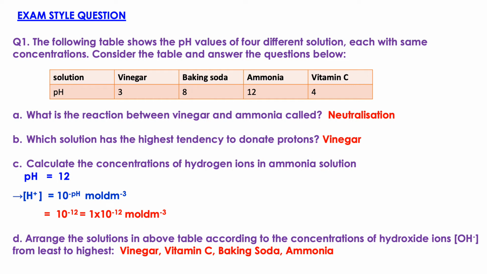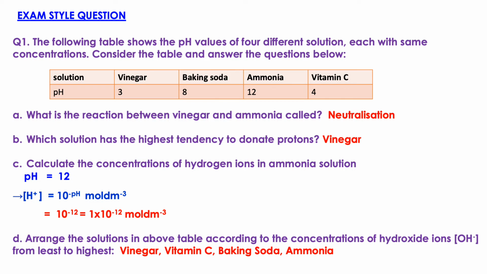Which solution has the highest tendency to donate protons? From the definition of acid, we know acids are substances that donate protons easily. From the table, there are 2 acids. One is vinegar and the other is vitamin C. Now, between vinegar and vitamin C, the lowest value of pH is of vinegar, which shows that it is a stronger acid compared to vitamin C. So, the answer is vinegar.